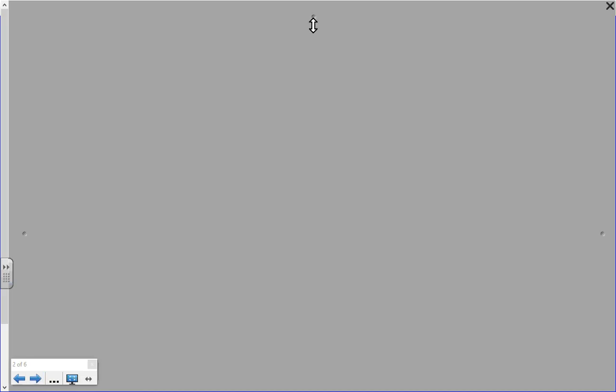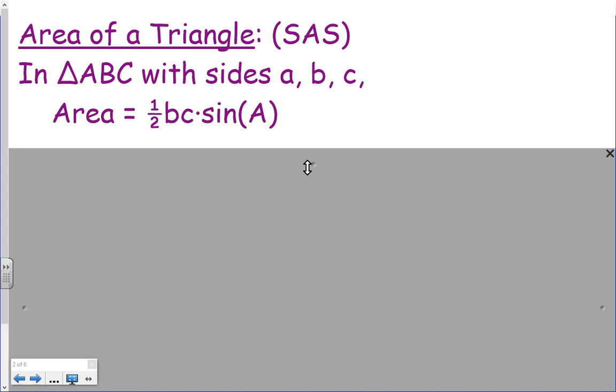All right, so let's take a look at the first one here. Given side, angle, side. For the area of a triangle, two sides and the included angle. In triangle ABC with sides A, B, and C, it turns out that you can find the area of that triangle by taking 1/2 B times C times the sine of A. Notice that A would be the angle between sides B and C there. So this is why it's side, angle, side. So area is equal to 1/2 B times C times the sine of A.